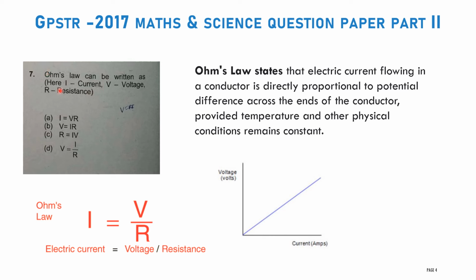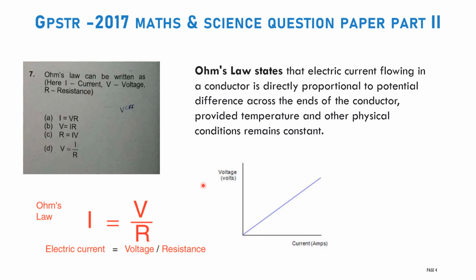Ohm's law can be written as, how can you mathematically represent Ohm's law? Here they are asking the question. Before answering this, let us discuss what is meant by Ohm's law. Ohm's law states that electric current flowing in a conductor is directly proportional to potential difference across the ends of the conductor, provided temperature and other physical conditions remain constant.